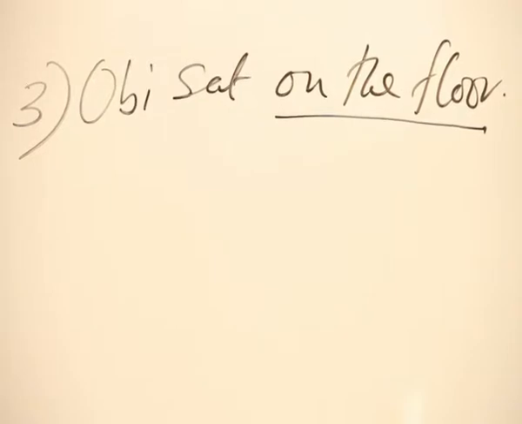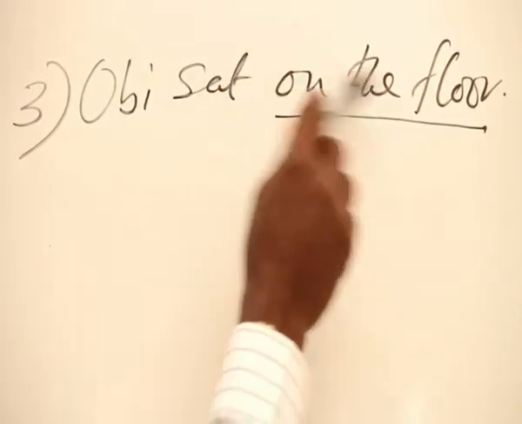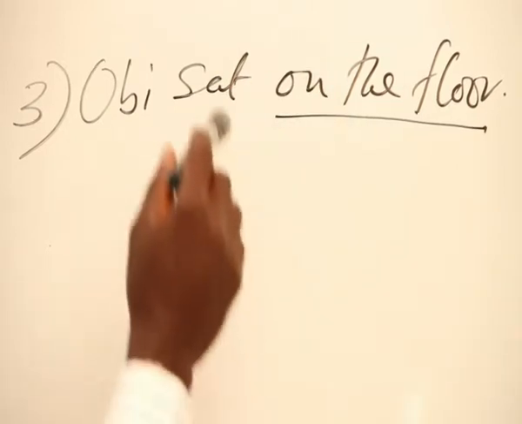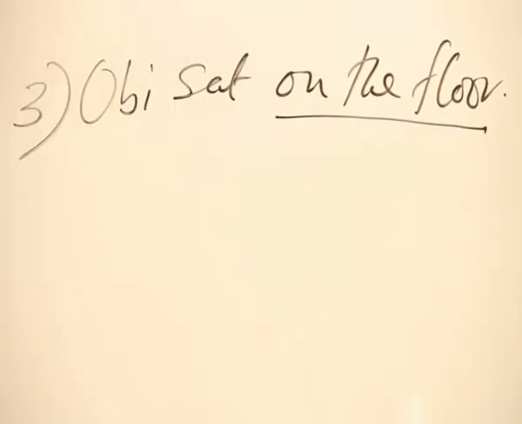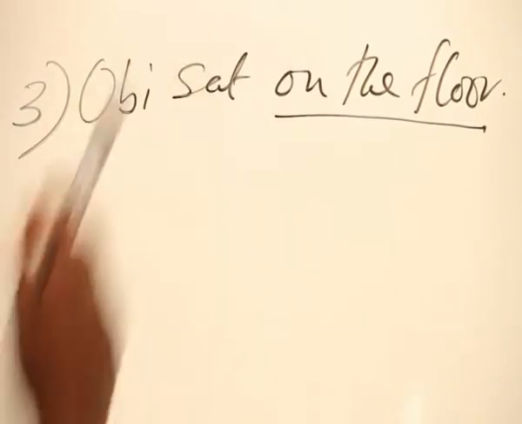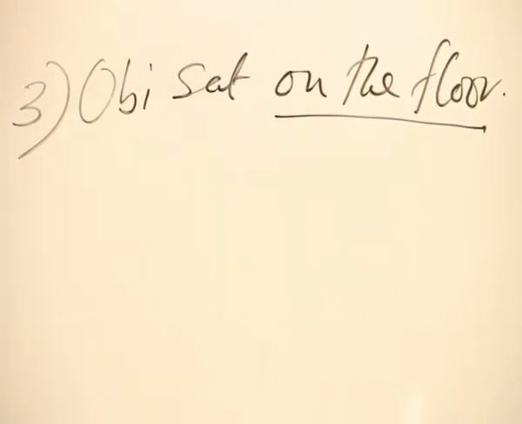Now, the question is, what is it? What is the function here? If you look at "Obi sat on the floor," what does it come after? It is the word sat, and the word sat here is a verb. So it can no longer be said to be modifying a noun, and therefore it's no longer functioning as an adjective. So it is now an adverbial. The prepositional phrase here is an adverbial, and that means it's an adverbial phrase.